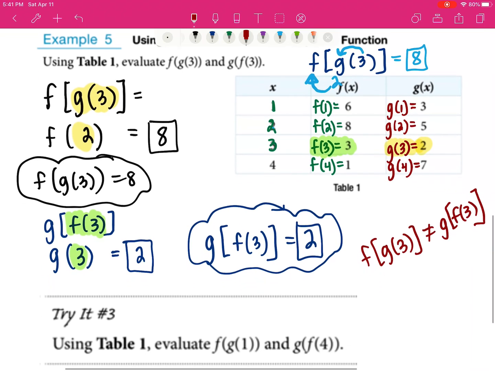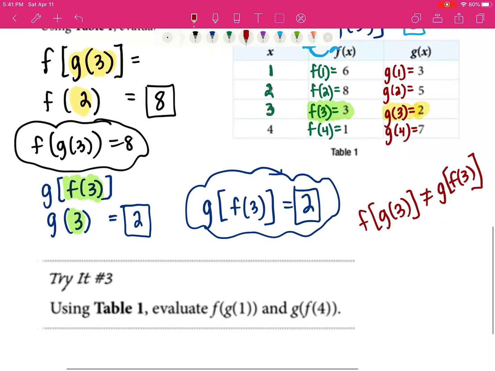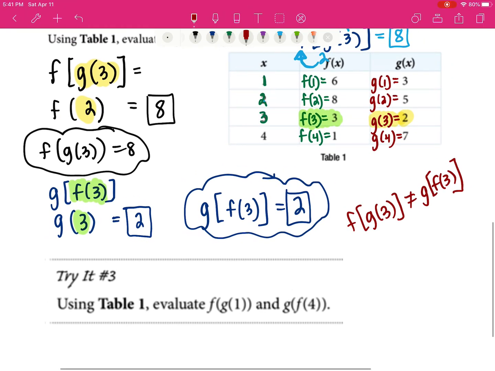So the next one we're going to have you try using the table that I have right up above. You're going to use that table and find f of g of 1 and then g of f of 4. f of g of 1 and then g of f of 4. When you're ready to check your answers, go ahead and press play.